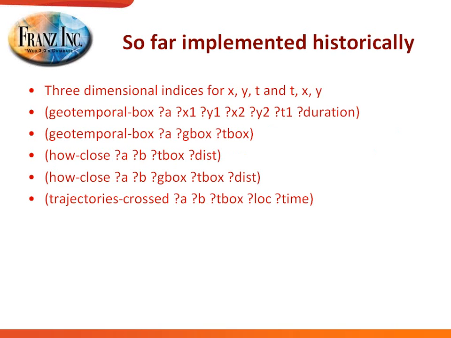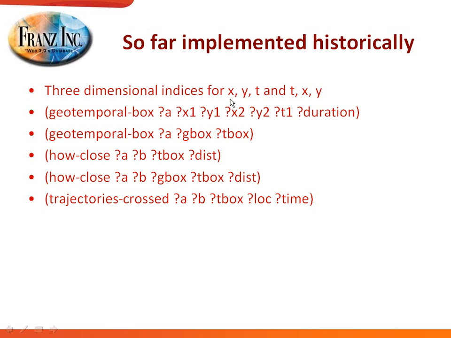And then what we've implemented for historic data, so for the static data, is new 3-dimensional indices. We found that in many cases you actually have to index your data twice, once for X, Y, T, and once for time, and then X and Y. The kind of functors that we are building right now is, for example, find every A in a particular bounding box within a particular duration.